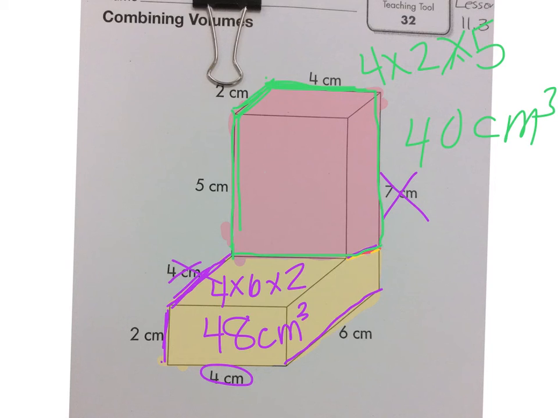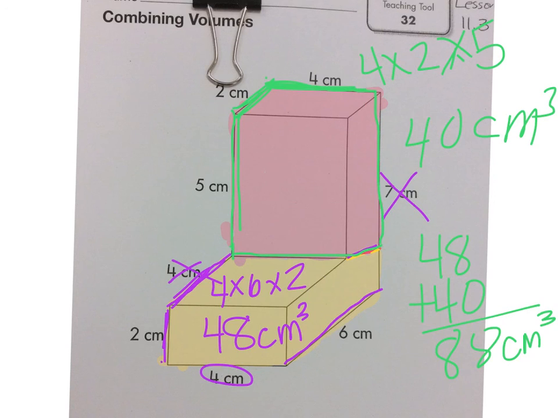No. We have found the volume of both separate boxes. I want to know the volume of the entire box. Okay? So I'm going to say 48 plus 40. 8 plus 0. 8. Very good. 4 plus 4. 8. So our answer would be 88 cubic centimeters. So this box, or this figure, is 88 cubic centimeters is the volume. Okay?